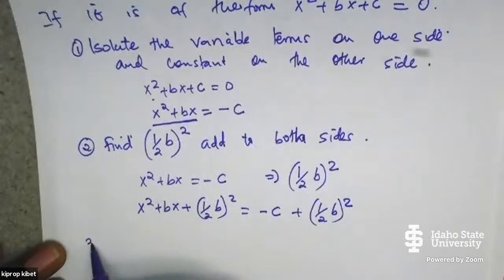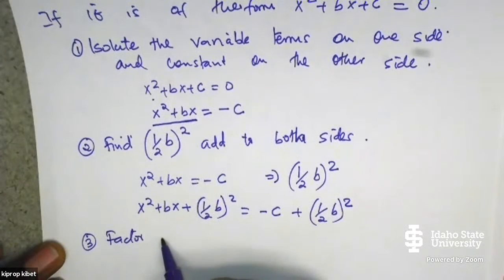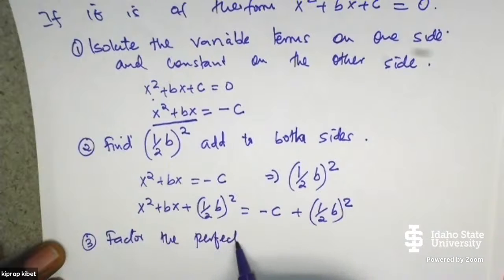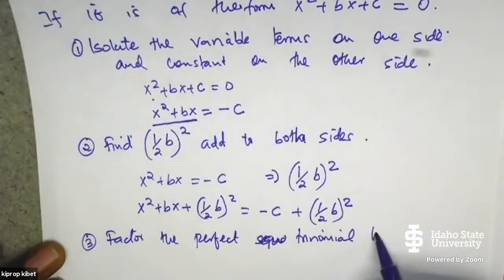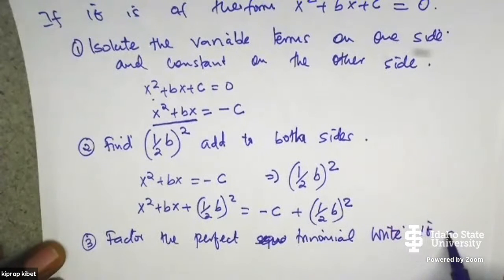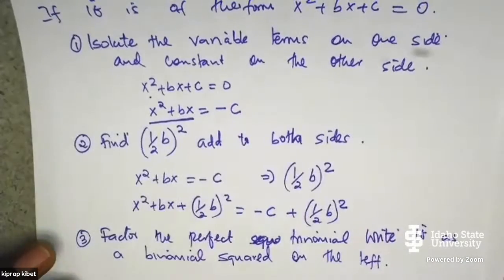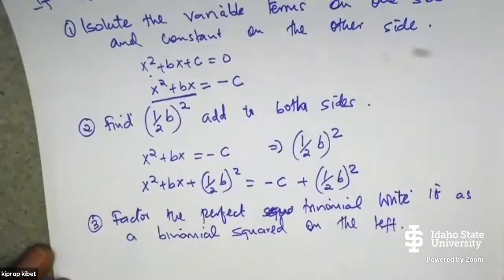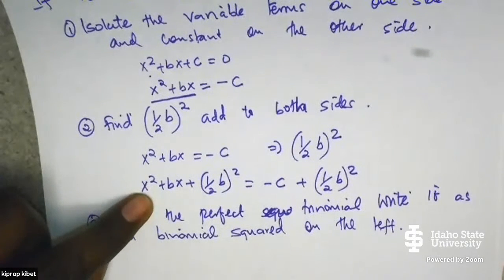The third one: just like what we did above, factor the perfect square trinomial and write it as a binomial squared on the left.